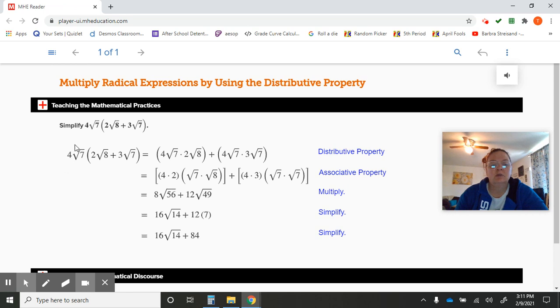So we're going to take 4 times the square root of 7 and distribute it to everything inside of the parentheses. So we get 4 times the square root of 7 times 2 times the square root of 8 plus 4 times the square root of 7 times 3 times the square root of 7. Then we'll use the associative property to get the constants and the radicals together in each set of parentheses.